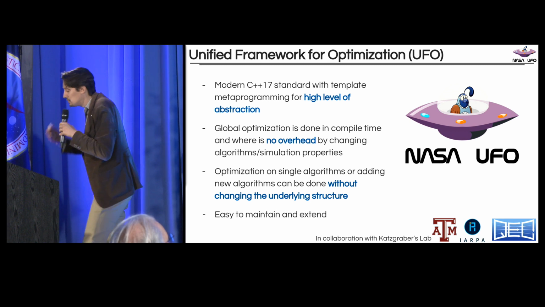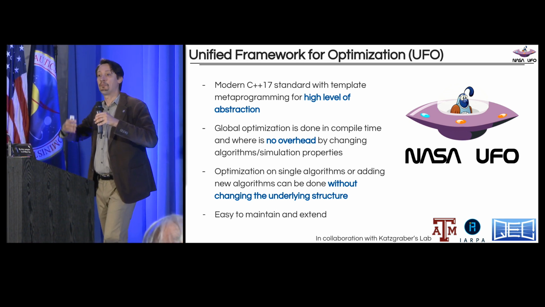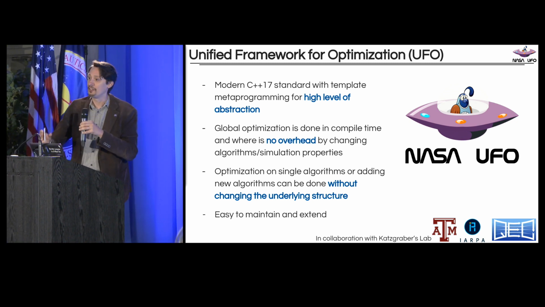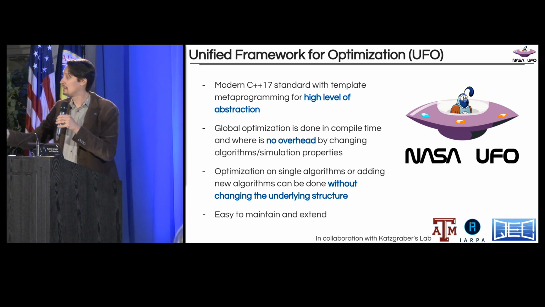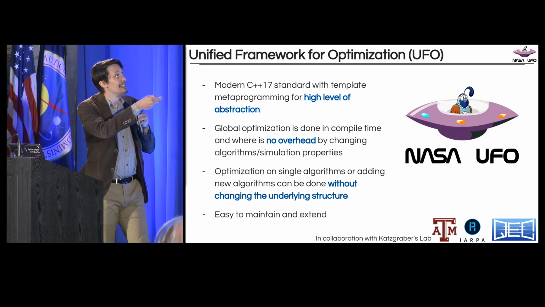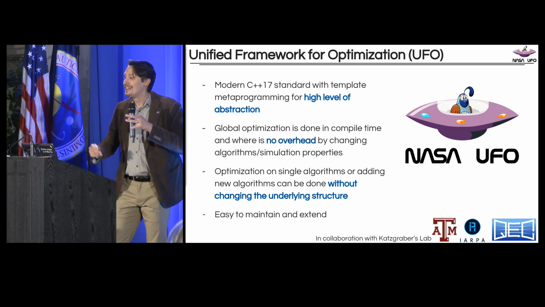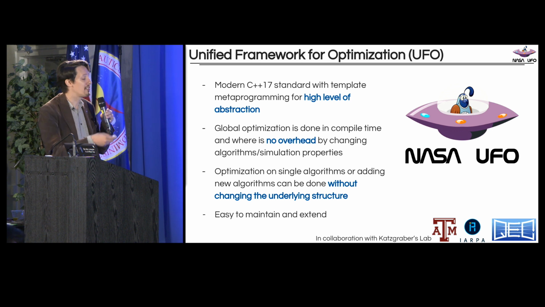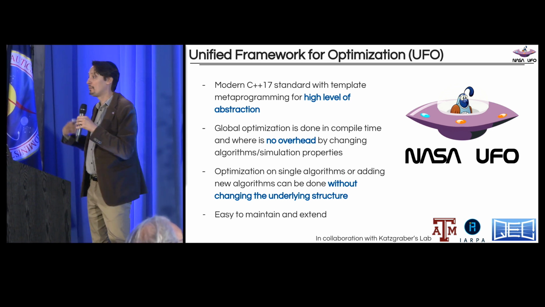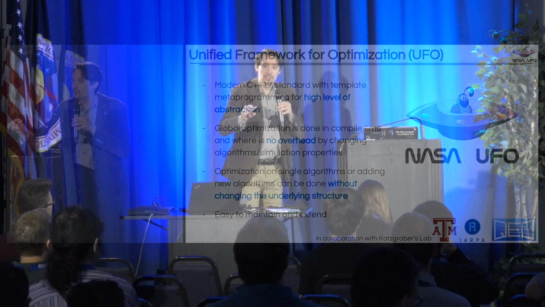So the UFO, I want to stress that UFO is not just another solver. It's a framework. You can see it like a playground, a way to just focus on what matters: algorithms. So you can forget about all the underlying things, and you can just focus on how to optimize algorithms and devise new algorithms. UFO is written in C++17 using this modern standard, which allows a high level of abstraction, and this is the power to create a new algorithm without knowing the underlying structure. One important thing is that a large part of the optimization is done in compile time, which means that if I decide to use a certain algorithm instead of another, that choice is done in compile time without overhead in runtime. And this is very powerful.